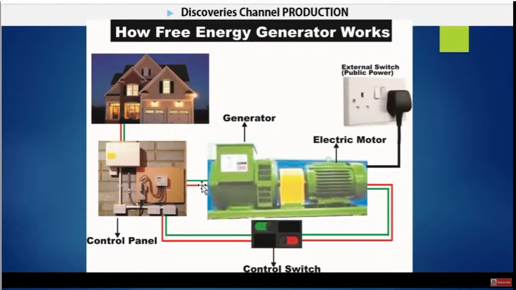And as this one is turning, it generates light and sends it to the control panel, and the control panel sends light to the house and sends the other one back to this control switch, and the control switch returns it back to the electric motor. So this is not something very difficult to do, and I believe many of you can do it.